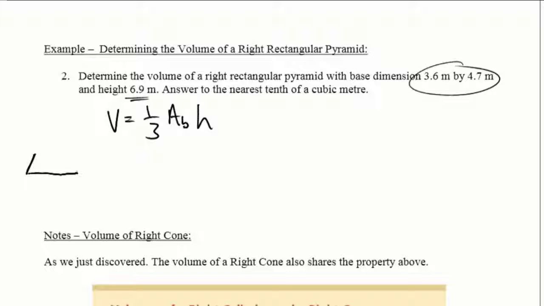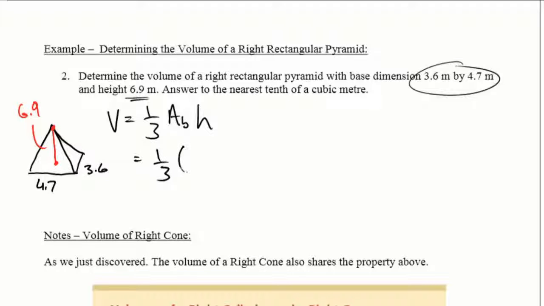I'm going to draw it just because I like to make sure I'm understanding things properly. There we go. So it says this is the 4.7, this is 3.6. I'm given an actual height, not a slant height, but a height to the middle there of 6.9. So I have everything I need. It's like a gift.